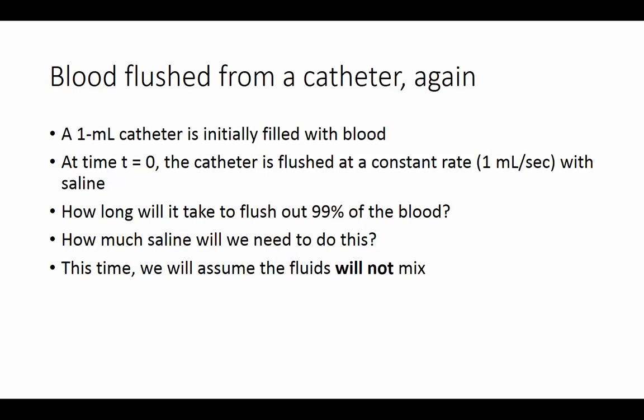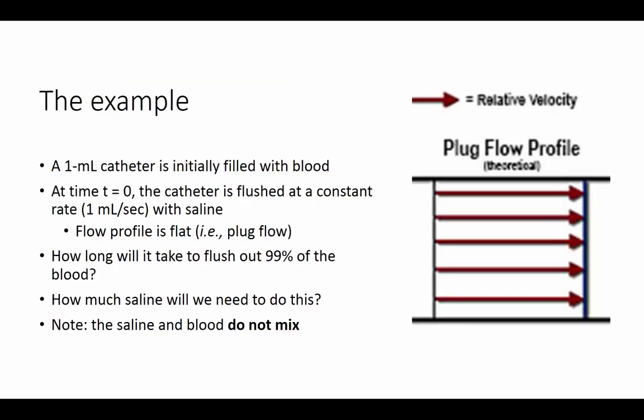So again, let's consider blood flush from a catheter. We have a 1 ml catheter that's initially filled with blood, and at time t equals 0, the catheter is flushed at a constant rate, and that rate is 1 milliliter per second with our saline. How long is it going to take to flush out 99% of the blood, and how much saline will we need to do this? This time, unlike last time, we're going to assume that the fluids will not mix. So we will keep the densities of the fluids separate. We won't have to have this density of the fluid mixture like we did in the last example.